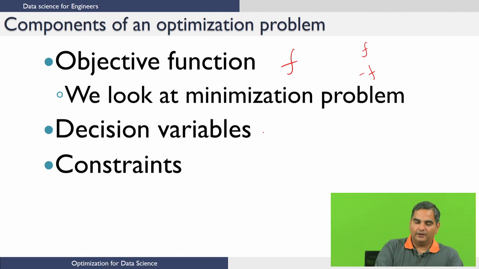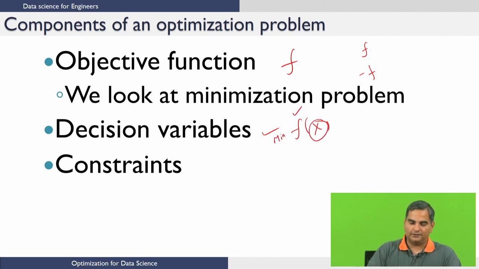That is one component in an optimization problem. The second component is the decision variables, which we can choose to minimize the function. So, I write this as f of x. This is a function and these are the decision variables, and our goal is to minimize.